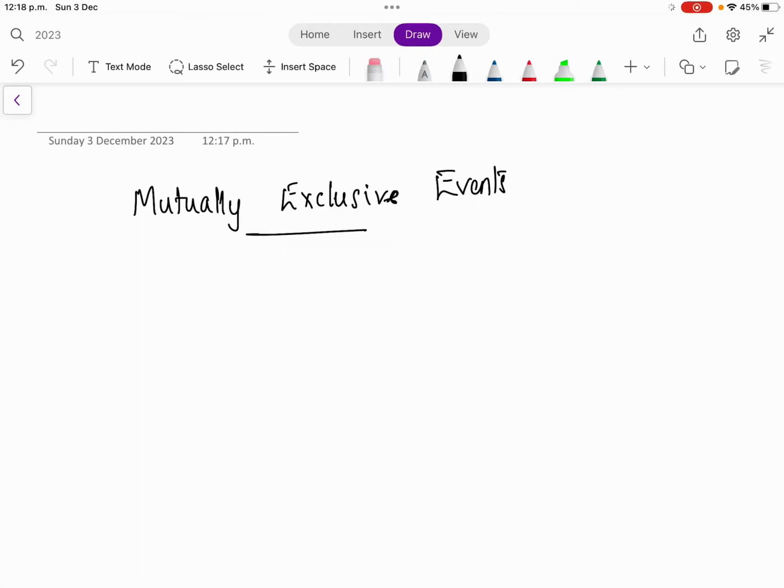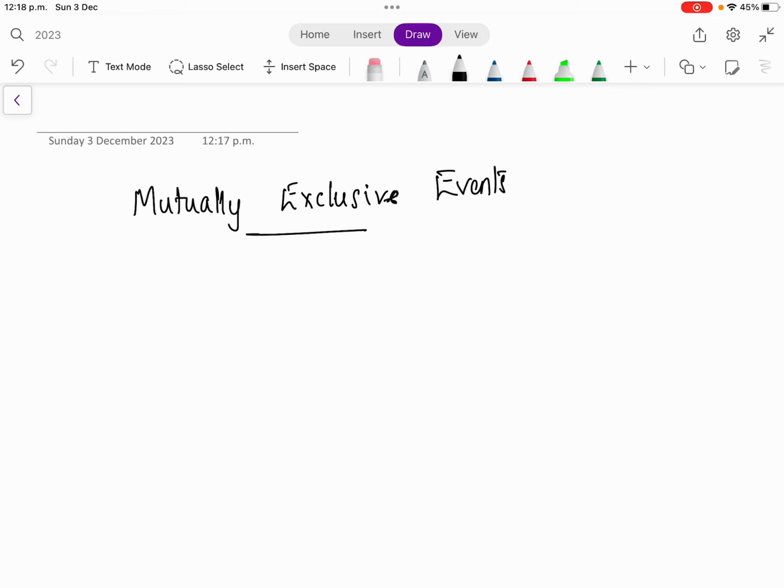Let's learn about mutually exclusive events. Two events are mutually exclusive if they cannot happen at the same time. For example, if you're drawing from a pack of 52 cards, drawing an ace and drawing a king are mutually exclusive.